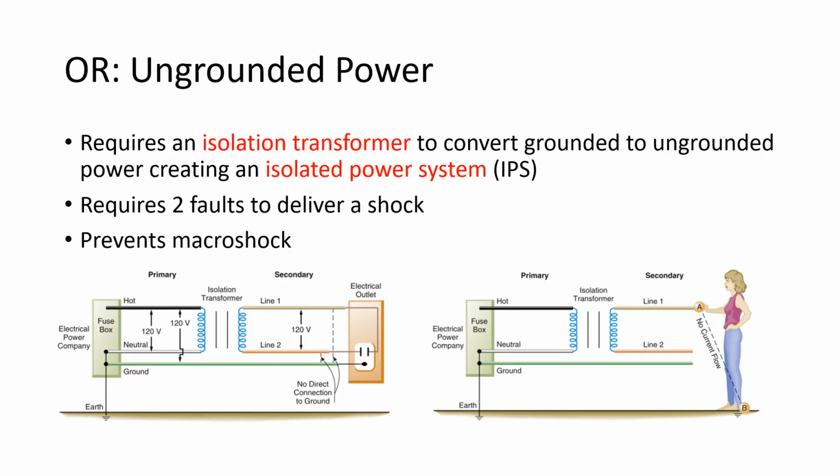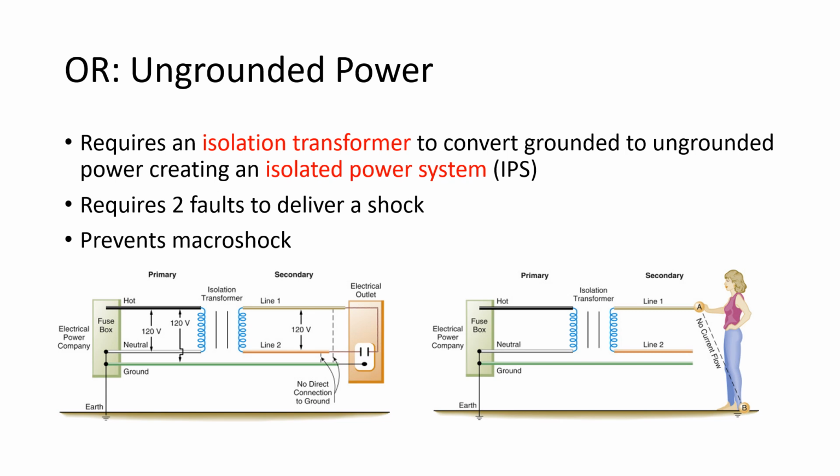Conversely, an operating room has ungrounded power. This means that the electrical circuit is isolated from the ground. This requires an isolation transformer to convert the grounded power from the power company to ungrounded power in the operating room. This is called an isolated power system, or IPS. Again, meaning it is isolated from the ground. So if you touch one of the lines, you are not shocked because the circuit is not complete. The ground isn't part of the circuit, so no shock would occur. However, if you were to touch both of the lines, then shock would occur.